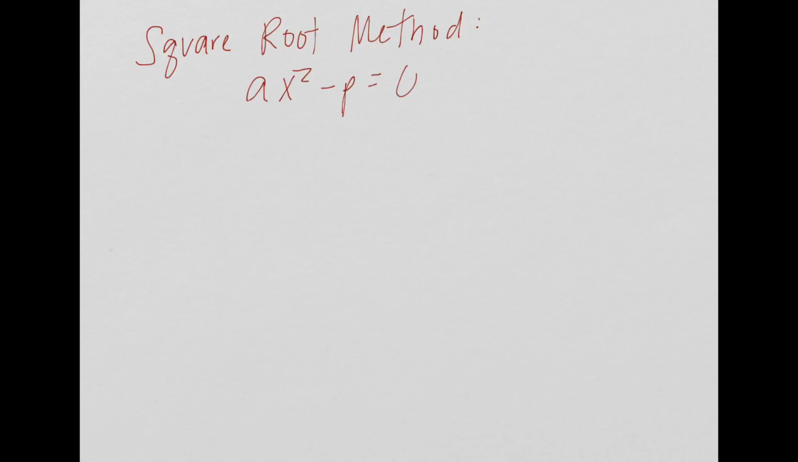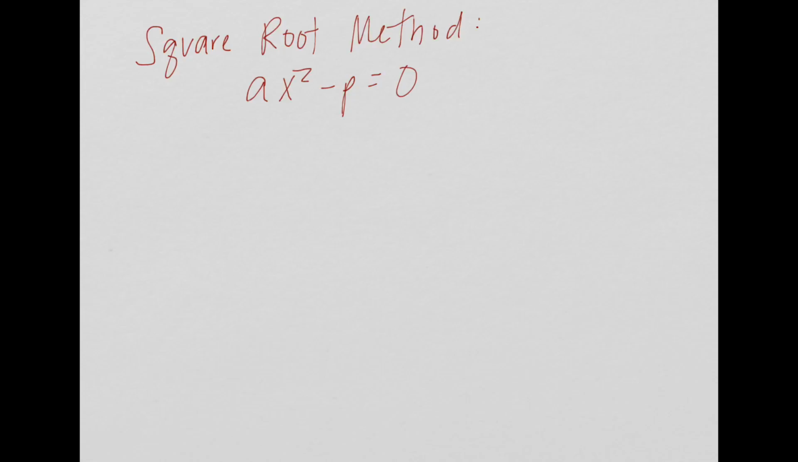Now the first way that we're going to solve is called the square root method. The square root method only works on a very special case of quadratic equations. It only works when you have something of the form ax squared minus p equals 0. That's the only time the square root method is going to work. If you have something with that middle term, it's not going to work. So it has to look like this.